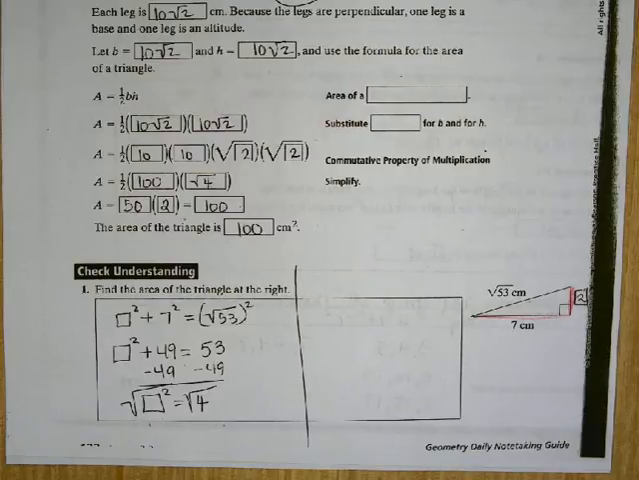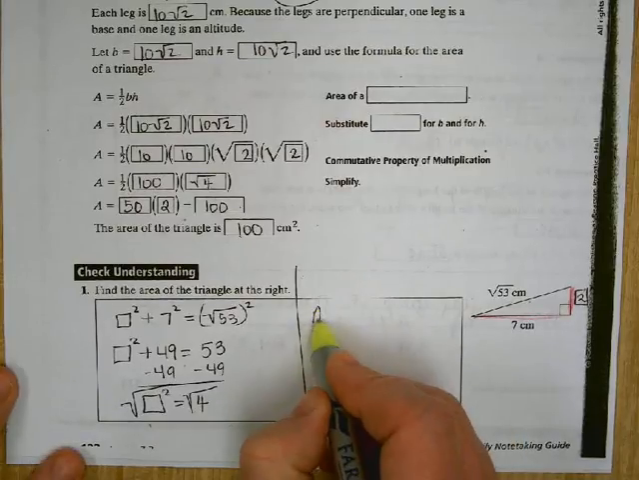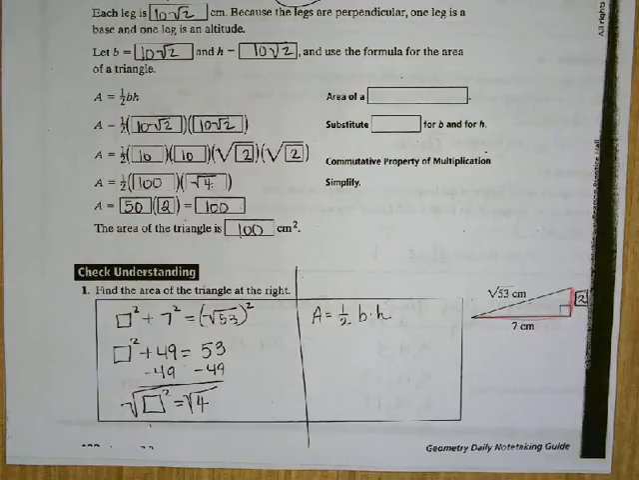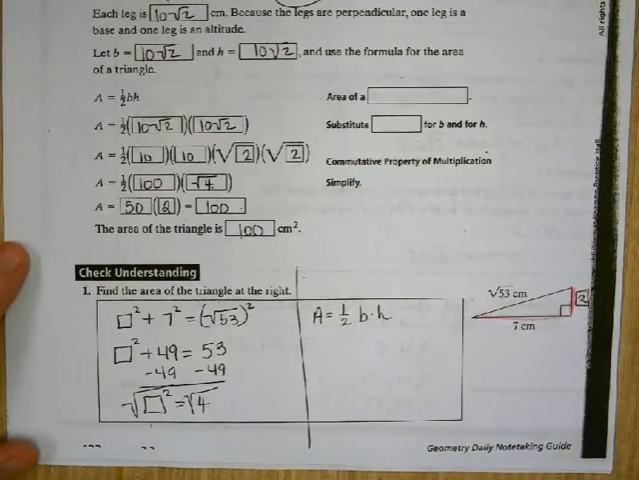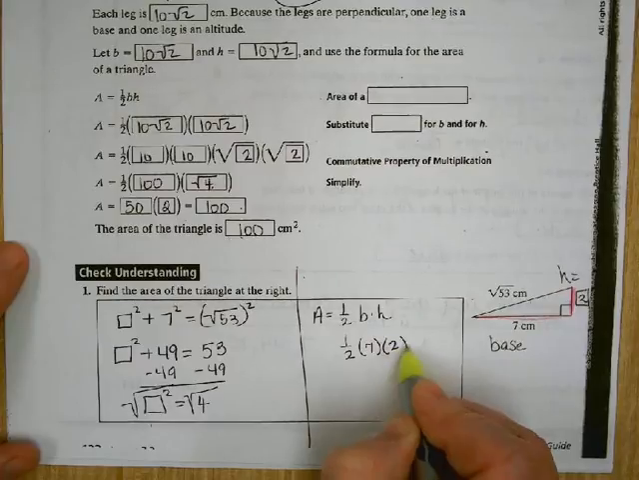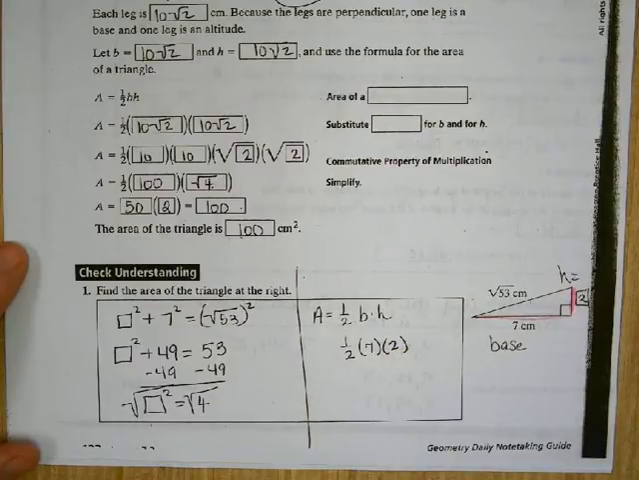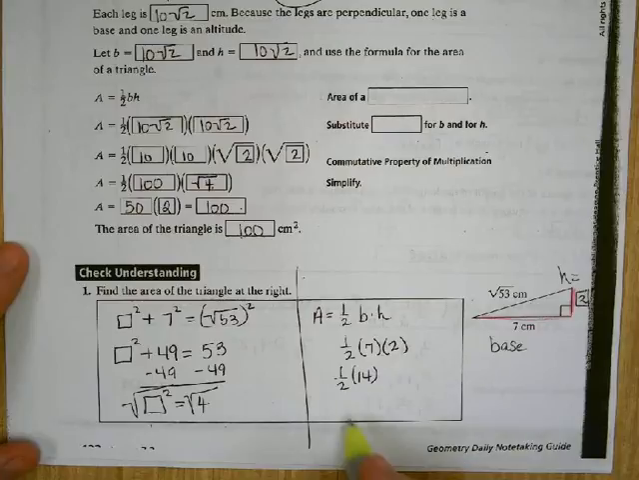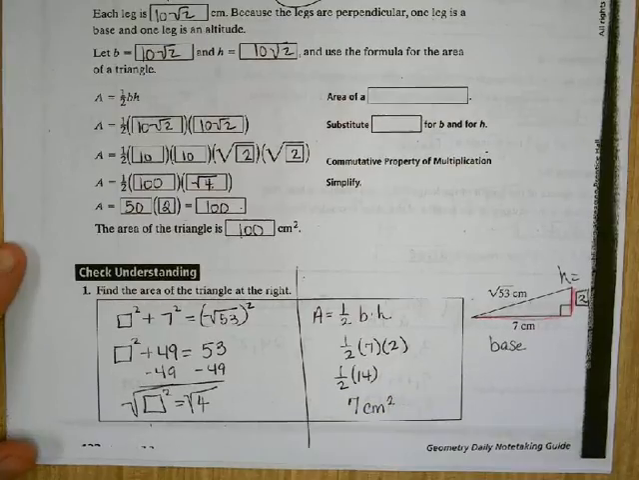Now what do I need to do to find the area? I need to know the base and the height. What's the base here? What's the height? Okay, so it's 1/2 of 7 times 2. I would multiply 7 times 2 together and get 14. What's half of 14? So this is 7 centimeters squared.